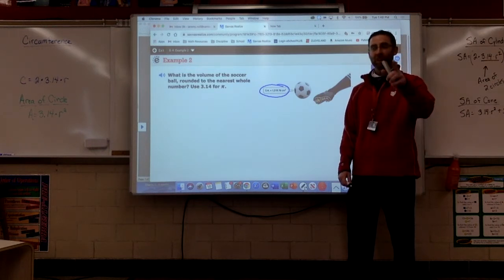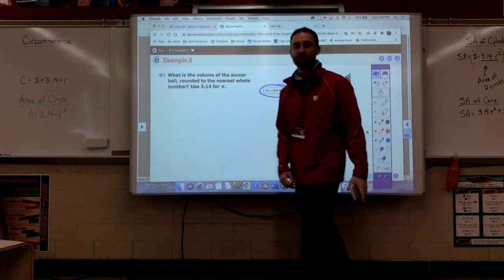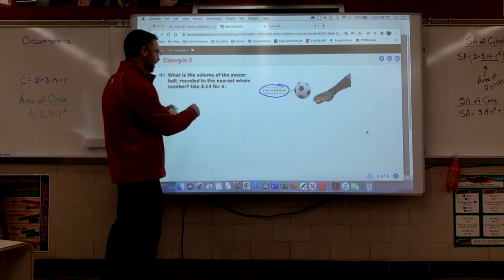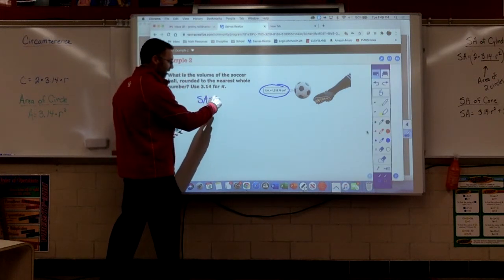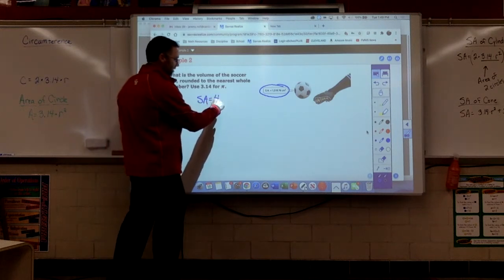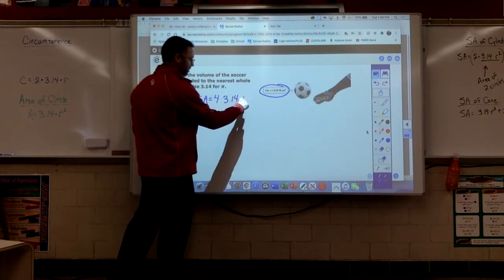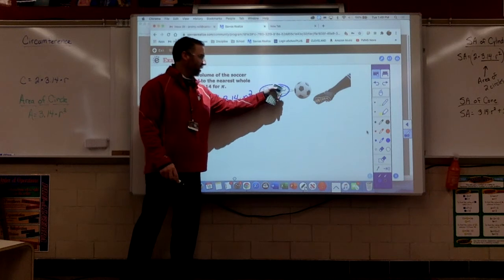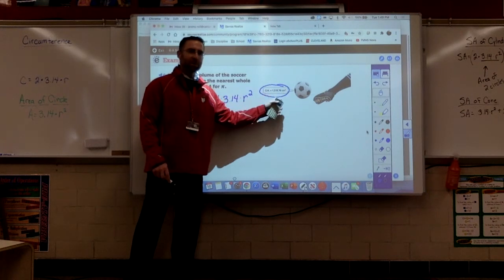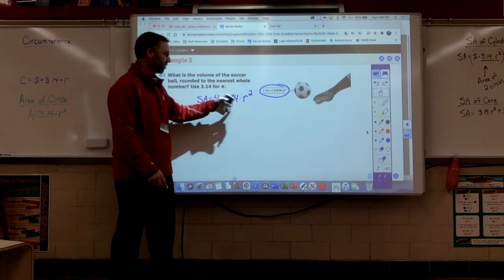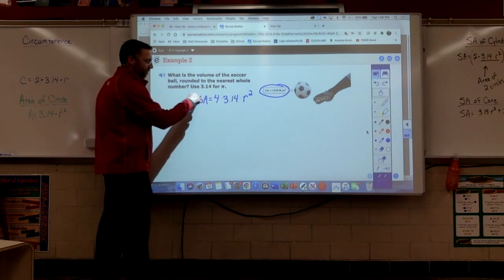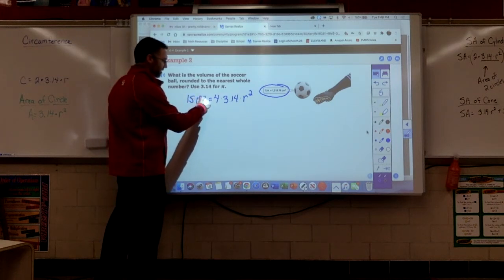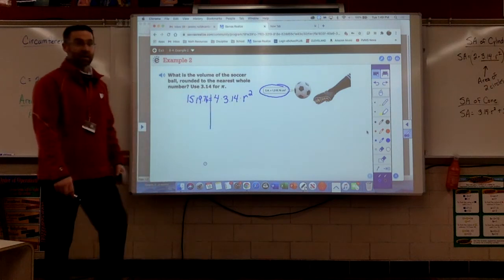Remember, they'll never not give you enough information to find stuff. So they gave us the surface area. This is where we got to reflect back and think. Surface area of a sphere was a formula that looked like this. We took 4 times 3.14 times the radius squared. They give us the surface area, so where am I going to put this 1,519.76? In there for S or in there for R? We're going to put it in there for the surface area, 1,519.76. And we're going to solve that lovely equation.